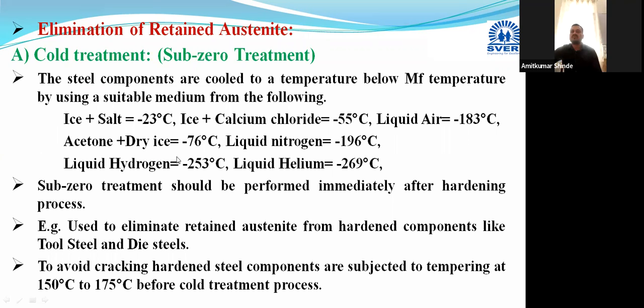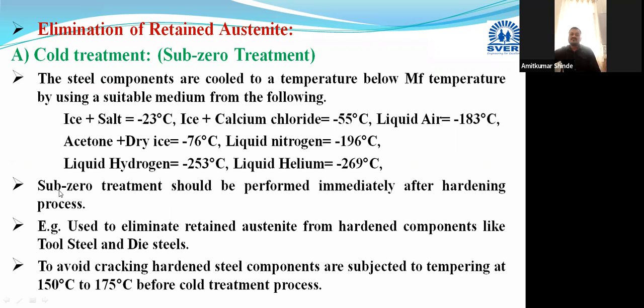Then acetone plus dry ice will give minus 76 degrees Celsius. Then liquid nitrogen will give minus 196 degrees Celsius. Liquid hydrogen will give you minus 253 degrees Celsius. Liquid helium will give minus 269 degrees Celsius.